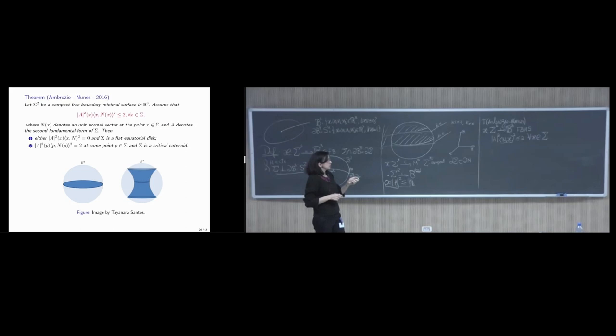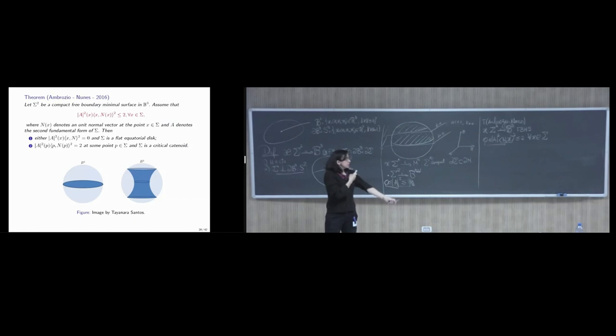In this case, if it's equal to zero, we have that sigma is a flat equatorial disk, or there is some point on the surface where you have the equality. In the same way that I said before, you remember that. Of course, this always occurs, but if the equality occurs, then you have a flat disk, or there is some point where you have this equality, and in this case you can prove that these are critical catenoids.